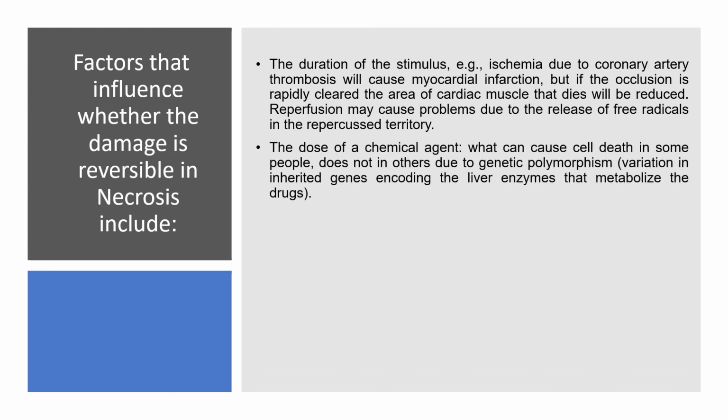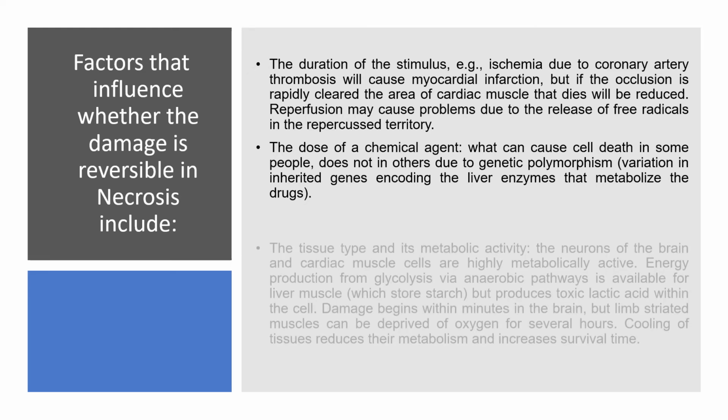Number two is the dose of chemical agent. What can cause cell death in some people does not in others due to genetic polymorphism, variation in the inherited gene encoding the liver enzyme that metabolizes the drug.